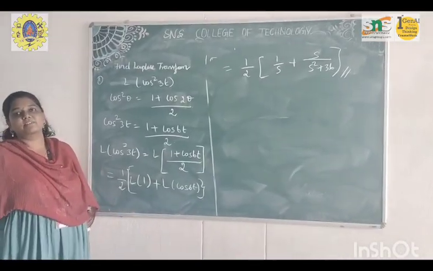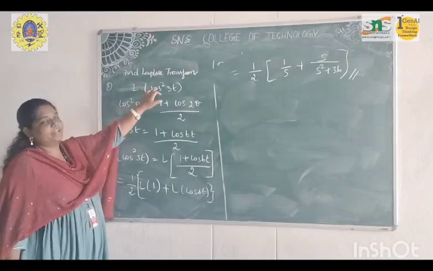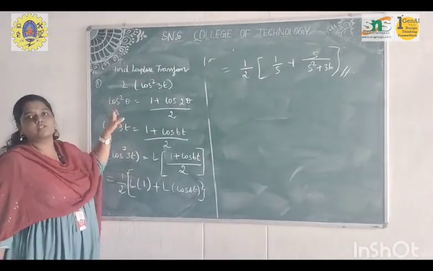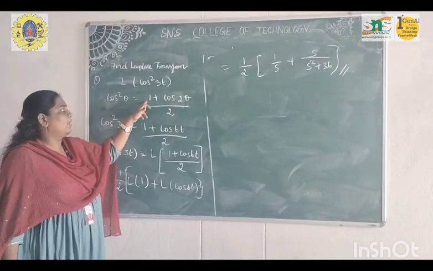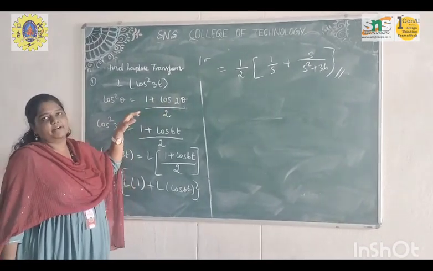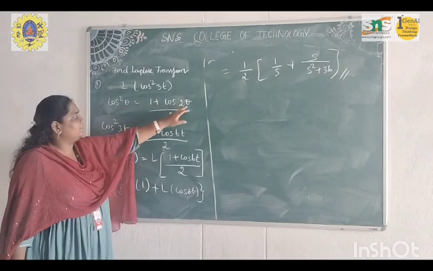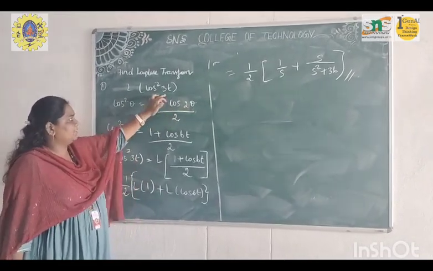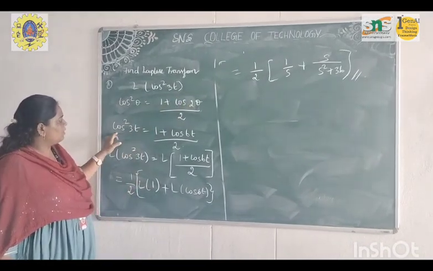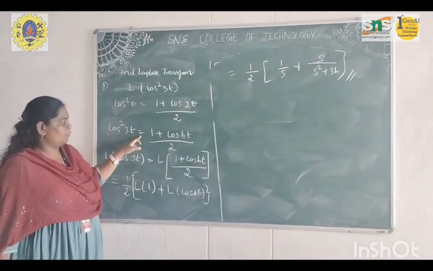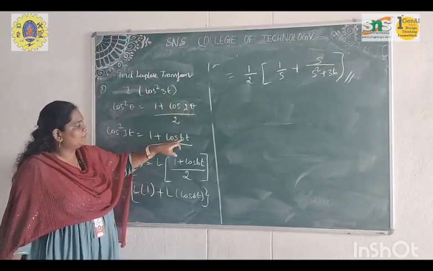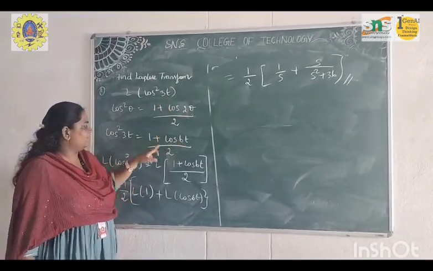Our next sum is L of cos squared 3t. So we know the formula for cos squared theta. Cos squared theta is nothing but 1 plus cos 2 theta divided by 2. So instead of theta, here we are having 3t. So substituting 3t for theta, we are getting cos squared 3t, which is equal to 1 plus cos of 2 into 3t, which implies cos 6t, divided by 2.